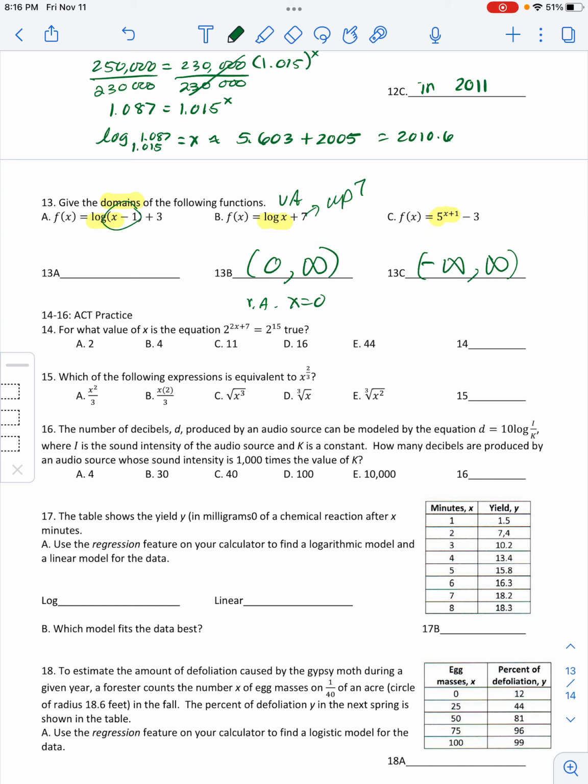This one has been shifted to the right 1. And so my vertical asymptote is going to be at x equals 1. So my new domain is going to go from 1 to infinity.